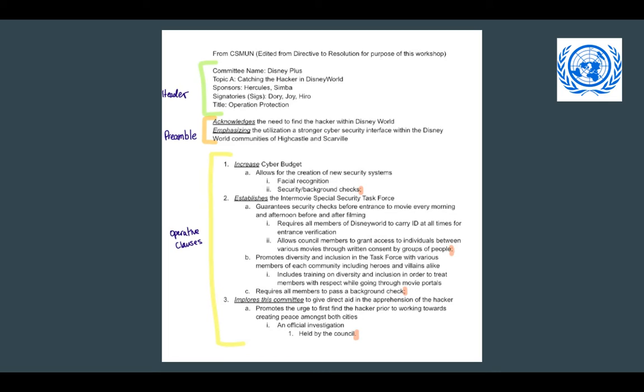If you have any questions on this, you can go ahead and leave them in the comments or send an email to the St. Lawrence Model UN's email or reach out to any of the officers with your questions about different punctuation and the way that this should look.